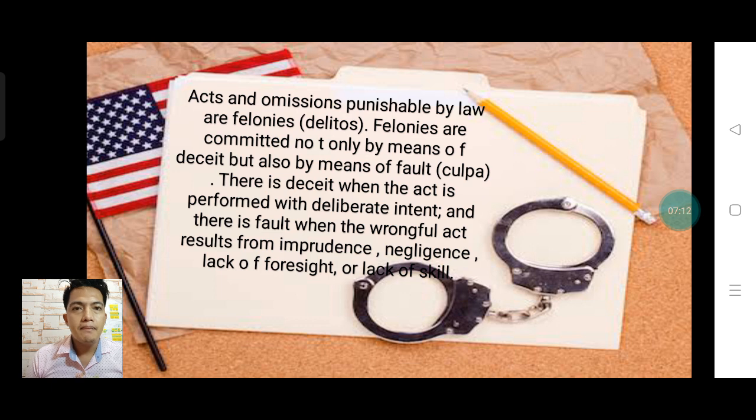Instead, the tax collector is liable for omissions. This act of the tax collector makes him liable for omissions as defined under the RPC, on the felony he committed, which is illegal exaction.